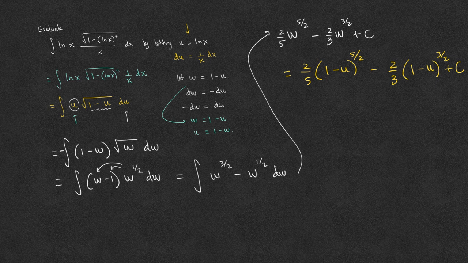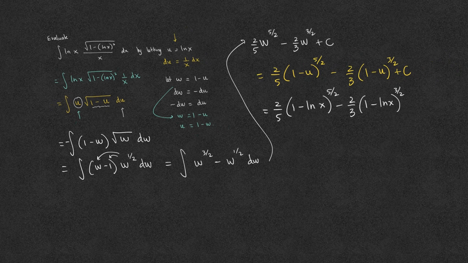But this is not in terms of x. We still need to substitute u in terms of x. Everywhere we see u, we simply substitute it with ln x. Everything is the same, including the plus C. And so this is the final answer.